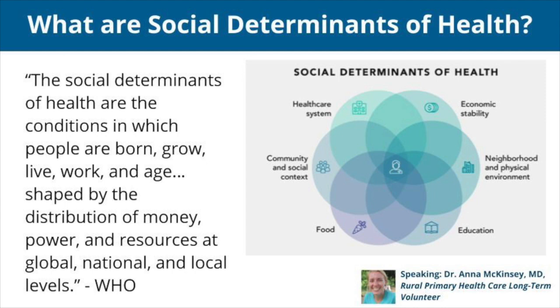And one thing that I love about this definition is that it acknowledges that it's very much based in the distribution of money, power, and resources. That is something that we talk about at AMOS a lot, because we know that so much of the way money, power, and resources are distributed in the world is unequal and unfair. And so when we talk about health, we really are thinking about health as a matter of social justice.